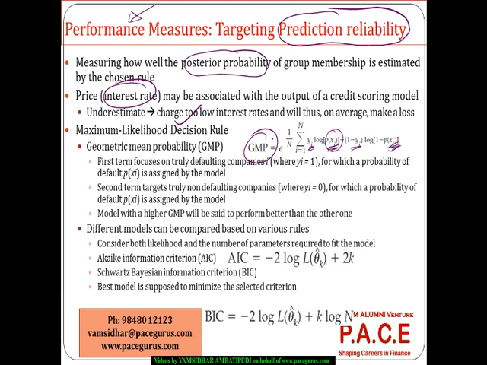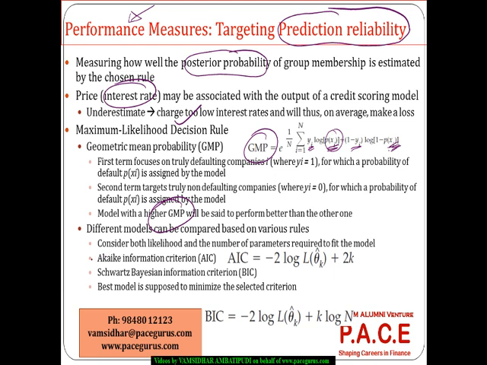Based on that, I compute what is called the geometric mean probability, and whichever model has the highest geometric mean probability, we call it the better model if the target is prediction reliability. Along with that, we can also use various other methods to find out which model is the best fitting model for predicting the probability of default, that is, the most reliable model.